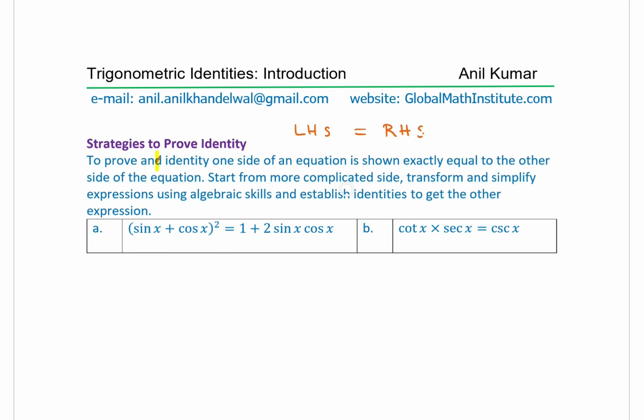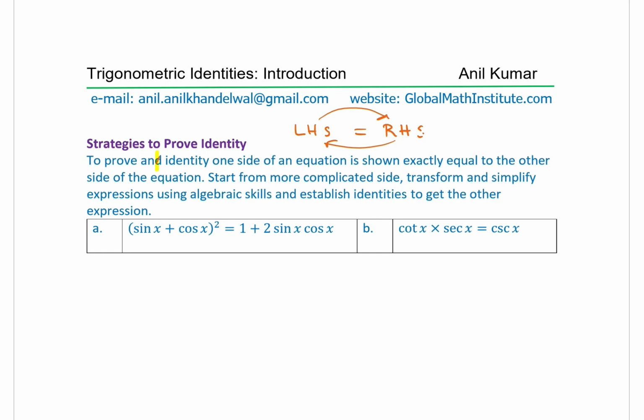Start from the more complicated side, right? Transform and simplify the expression using algebraic skills and established identities to get the other expression. So if you start from the left side, get the other one. If you start from the right side, get the left one. And if you do that, in that case, it's an identity. Otherwise, it is not an identity.